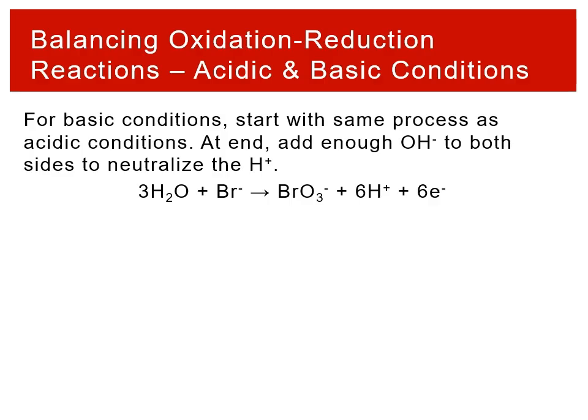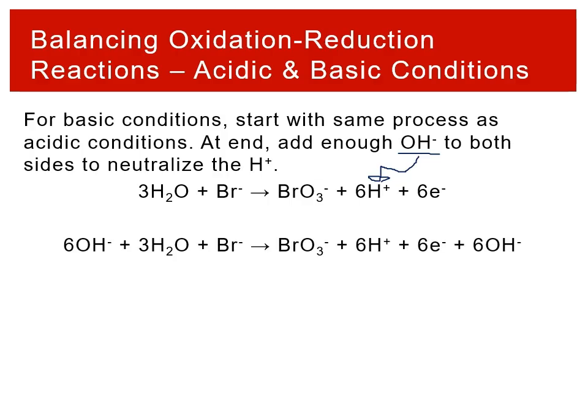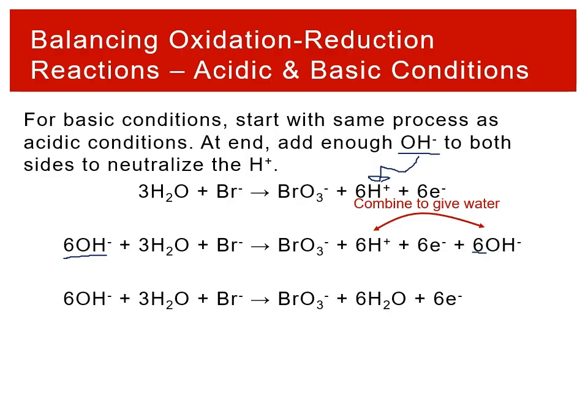But then what we think about is, if this is in basic conditions, there are some hydroxides that are going to react with those H pluses. So what we do is we add enough hydroxides. Basically, you had 6 H pluses, so you're going to need 6 hydroxides, and you add them to both sides of the reaction. There's just going to be that many hydroxides present. And you know that the H plus and the hydroxide are going to react. You're going to get water from that process. So they're going to react and become water.